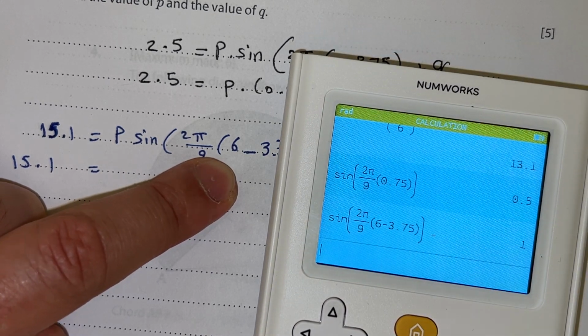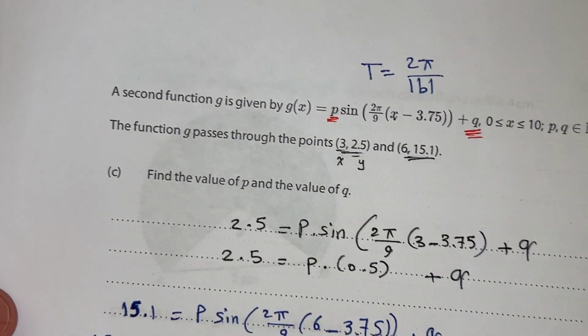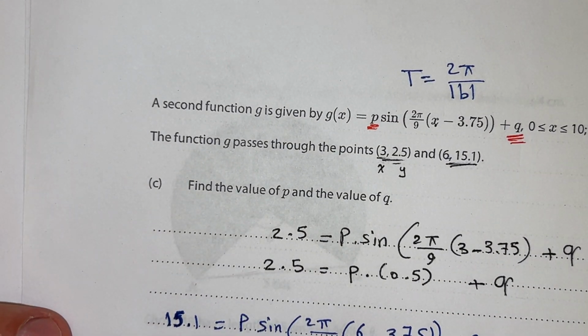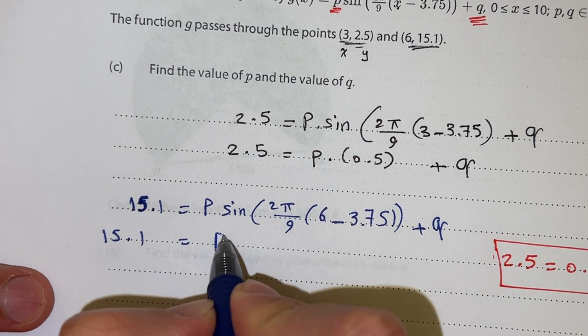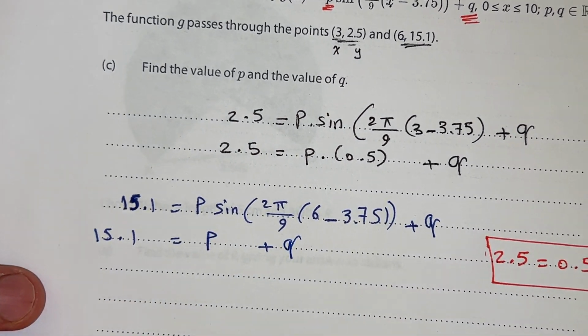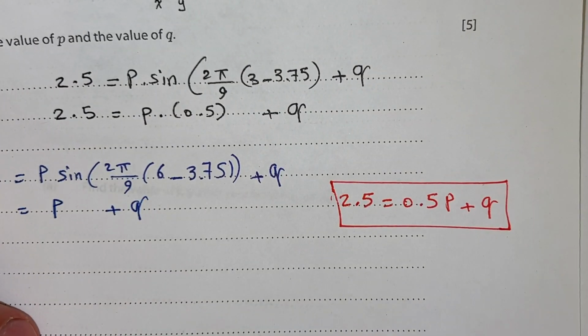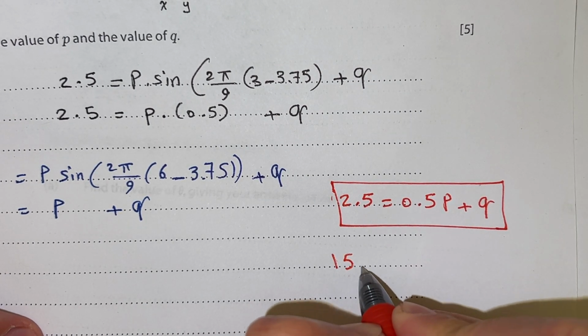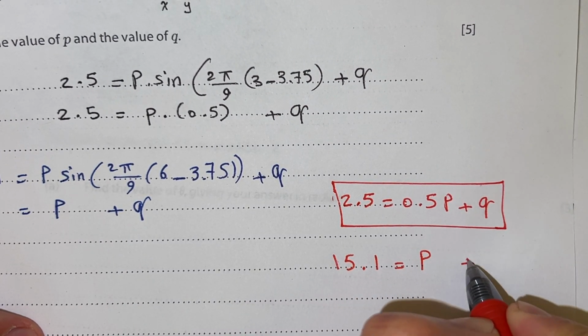The answer is 1. Such a coincidence. So here I have p times 1, so p plus q. So now I have another equation. I'll put it under this one: 15.1 equals p plus q.